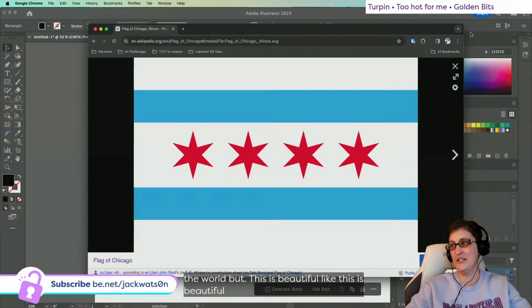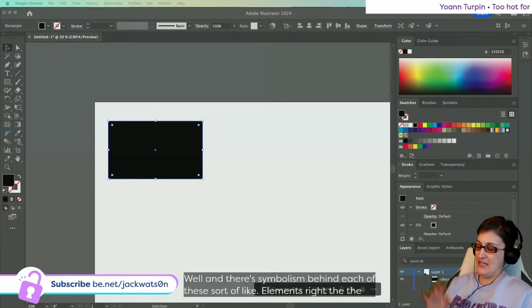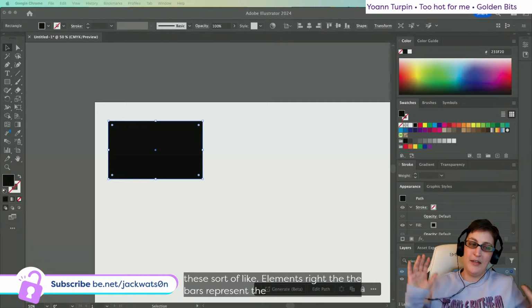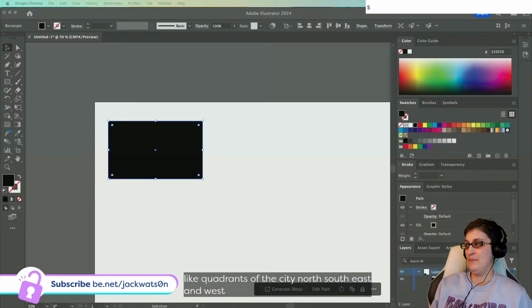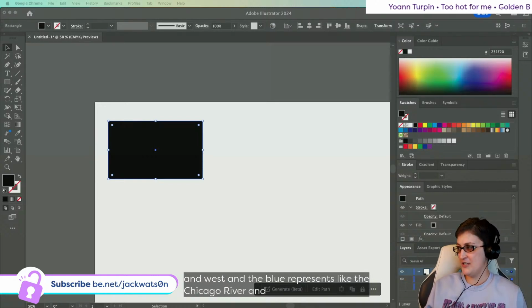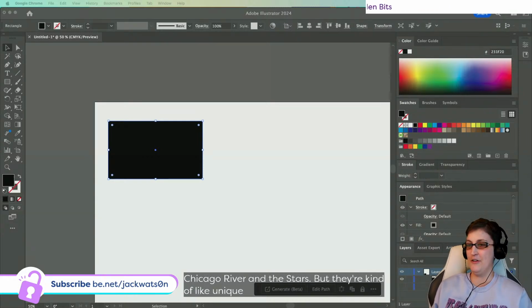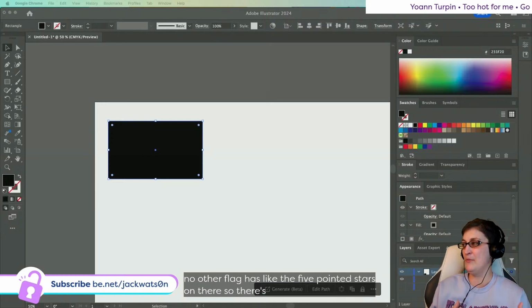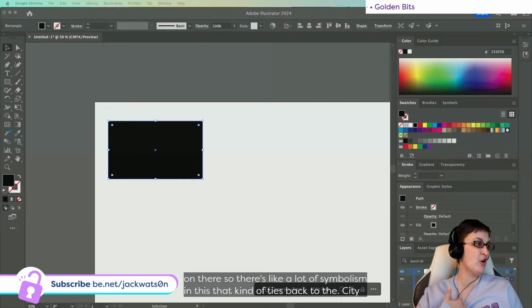And there's symbolism behind each of these elements, right? The bars represent the quadrants of the city: north, south, east, and west. And the blue represents the Chicago River, and the stars are unique in that no other flag has the 5-pointed stars on there. So there's a lot of symbolism in this that ties back to the city, but it also holds up really well.